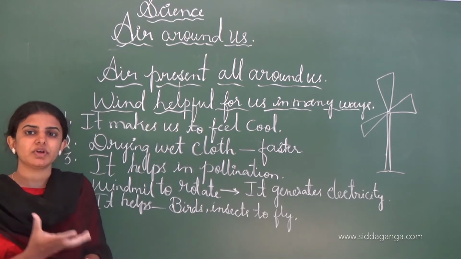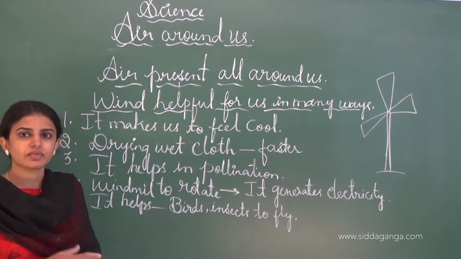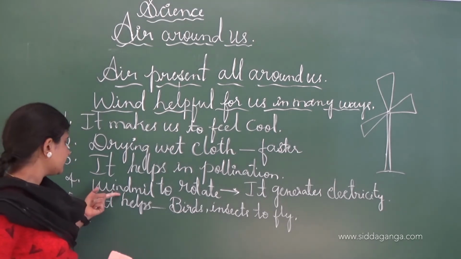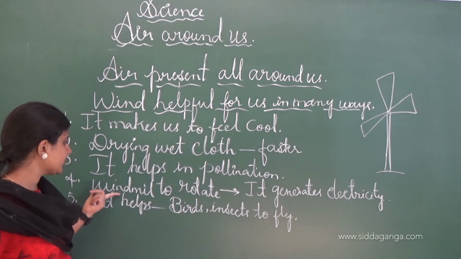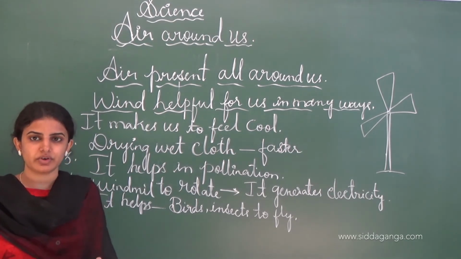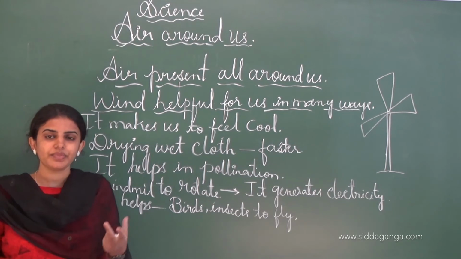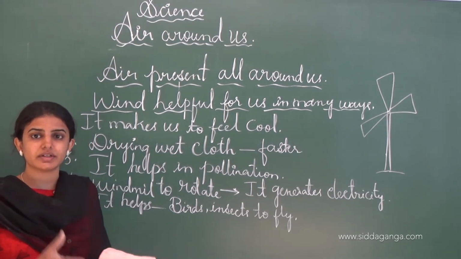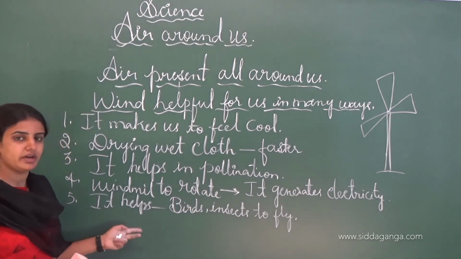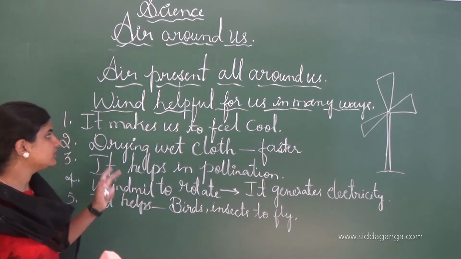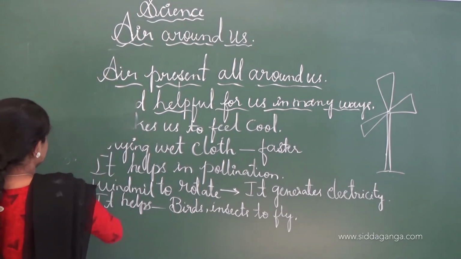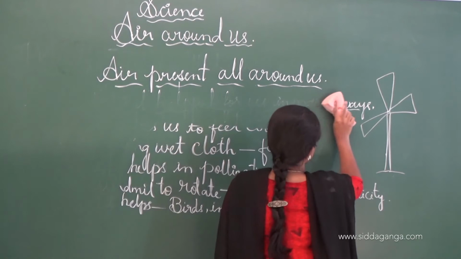For pollination, wind is one of the agents which helps to transfer the pollen grains from one flower to another flower. And with the help of wind, or moving air, the windmill rotates, and thereby the blades of the windmill rotate. It produces electricity, and the electricity comes to our home with the help of cables and wires, and it helps the birds as well as the insects to fly in the air. These are the uses of the wind. Next one is the composition of the air.